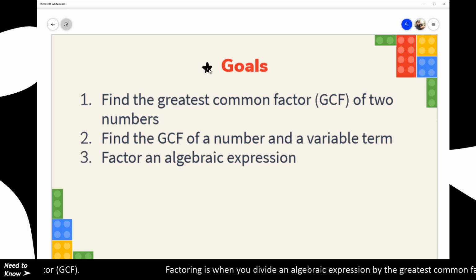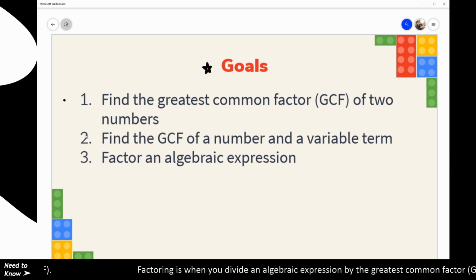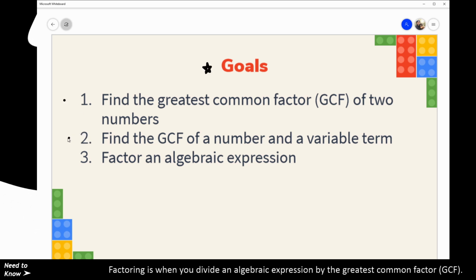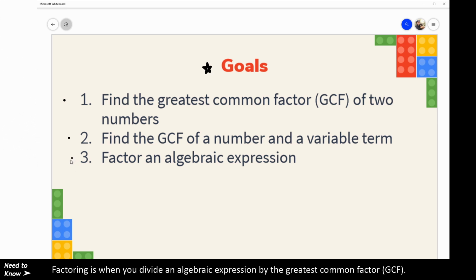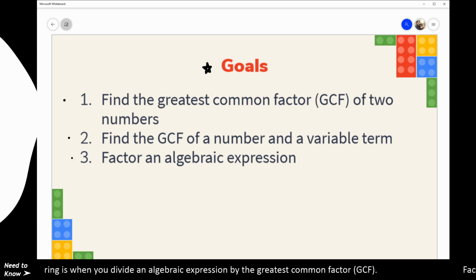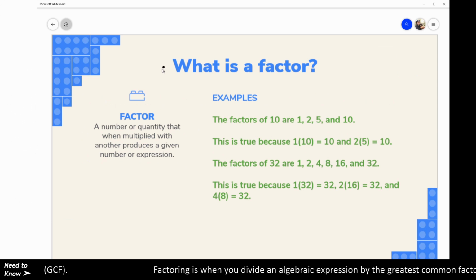Our goals for today: 1. Find the greatest common factor of two numbers. 2. Find the GCF of a number and a variable term. And 3. Factor an algebraic expression. A lot of what we're going to talk about today is review.